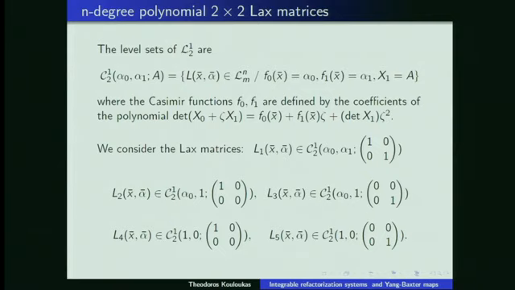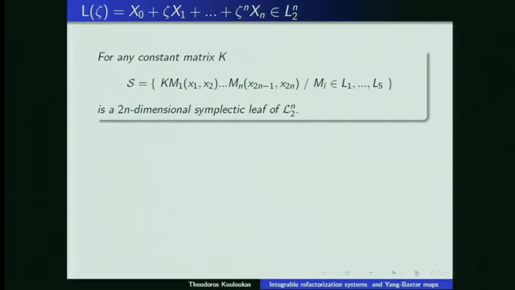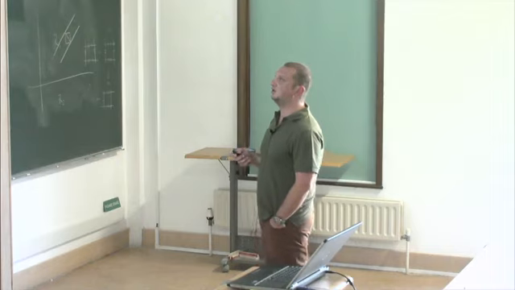So, we consider these 5 special cases by reduction to the corresponding level 6 of the Casimir functions. Here you see the values that we put on the Casimir function, and here is the matrix A, the Casimir element A. And we can prove that for any constant matrix K and for any n product of L1 to L5 matrices, this is a 2n-dimensional symplectic leaf of L2n.